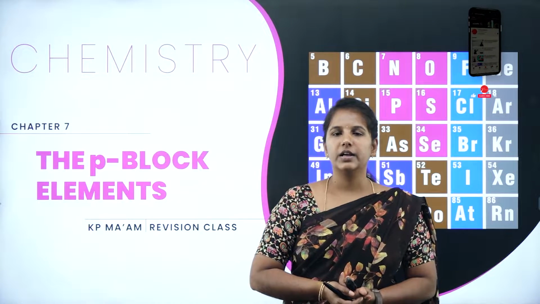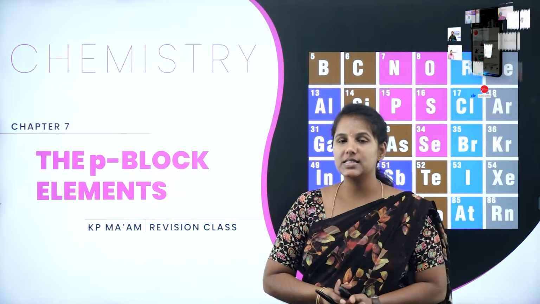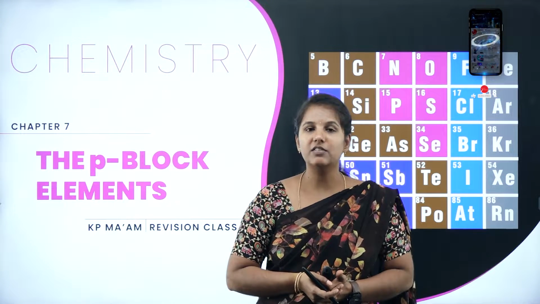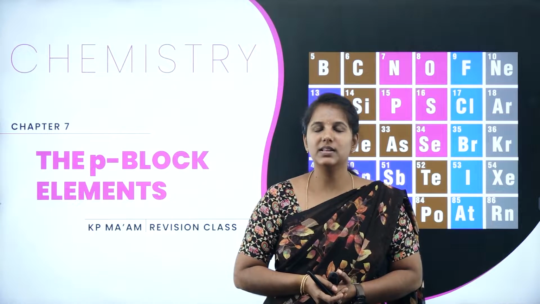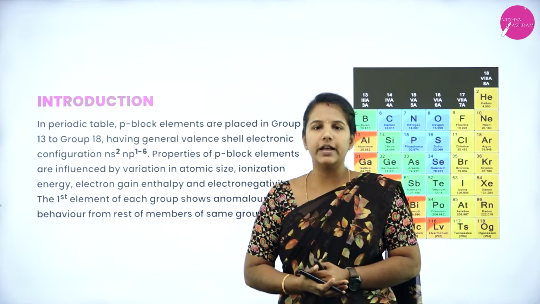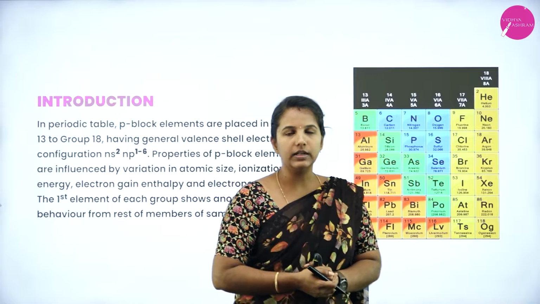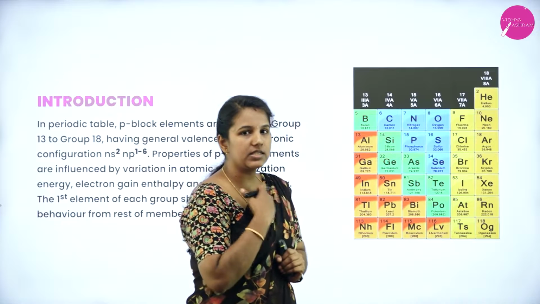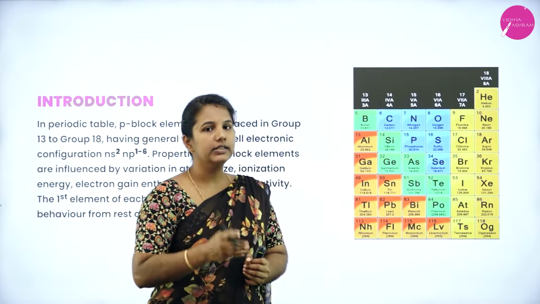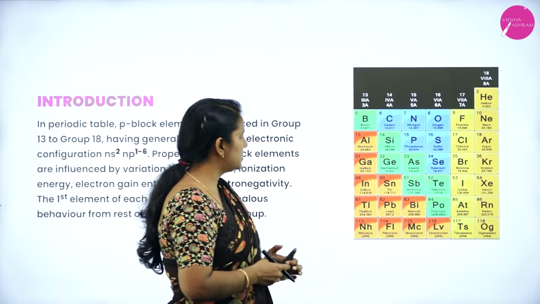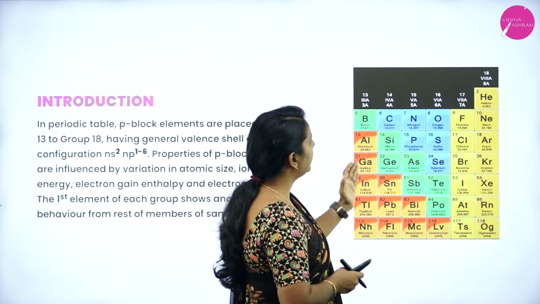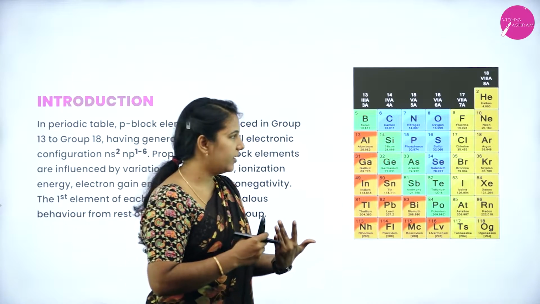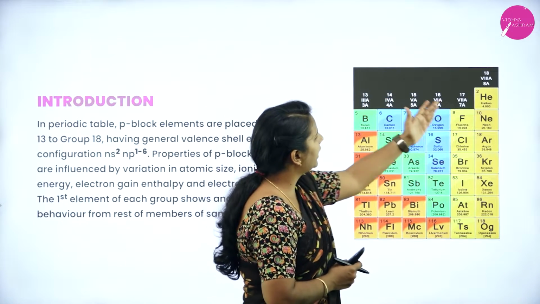My dear students, today we are going to start with Unit 7, the P-block elements, with the revision classes. Let us understand what the P-block elements consist of. We already know that in the modern periodic table discovered by Henry Moseley, towards the right side you can see a block which starts with group 13 to group 18. Generally when we are studying, we say group 13 to group 17 as P-block.